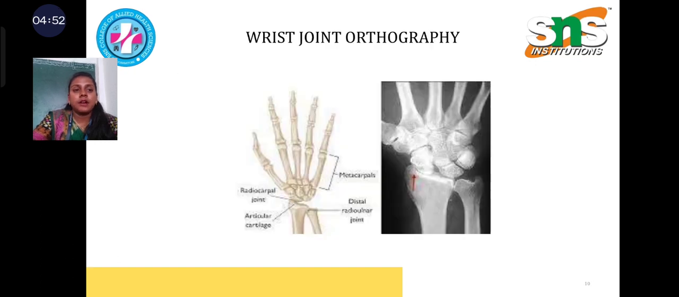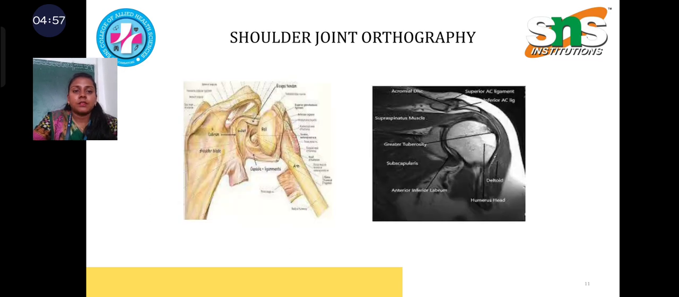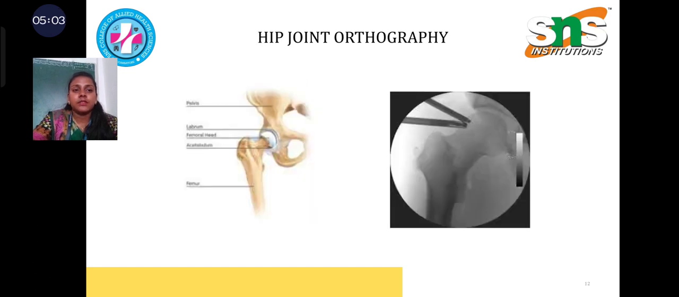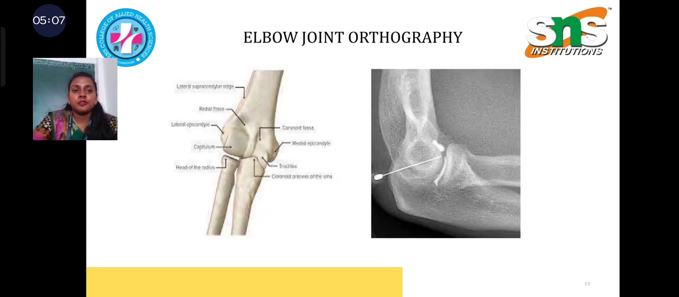This is how a wrist joint arthrography looks like. This is how the shoulder joint arthrography images are like. This is how the hip joint arthrography images look. And this is elbow joint arthrography images.